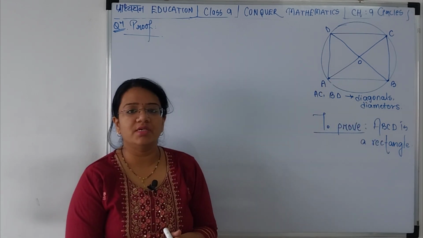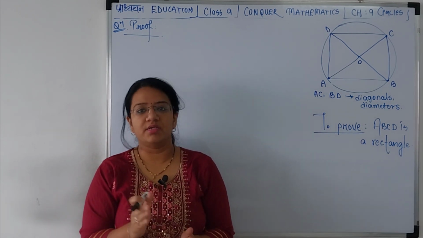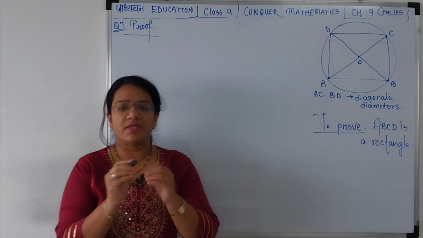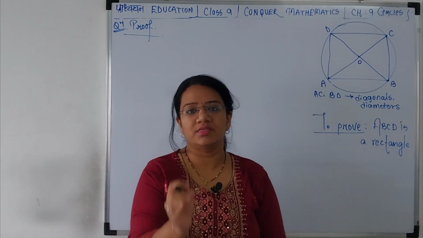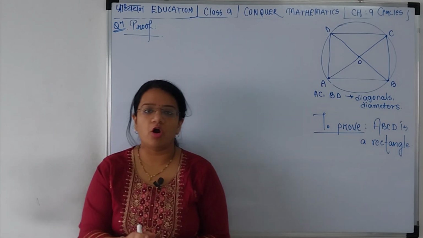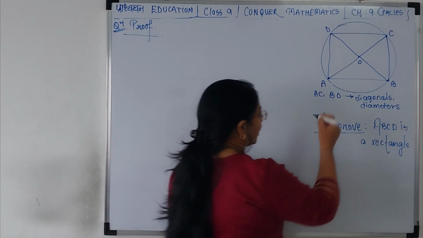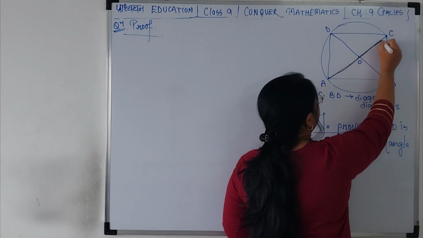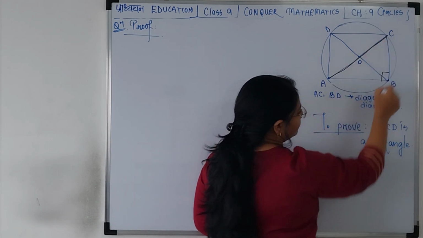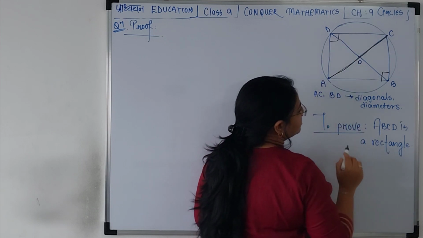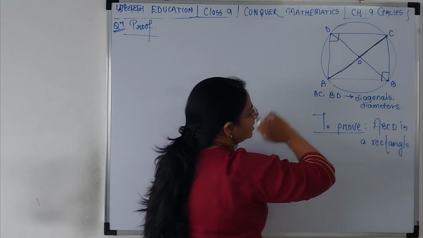How can you prove ABCD to be a rectangle? If you prove all the angles of a quadrilateral to be right angles, it automatically becomes a rectangle. Very basic, very simple. Let's understand. We have to apply a simple concept that diameter forms a right angle in the semicircle. Look at diameter AC. It forms which two angles? It forms angle B on the semicircle and it forms angle D on the semicircle. Therefore, we will say the angle B equal to 90, angle D is 90.